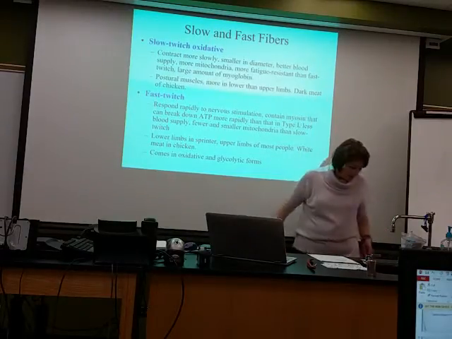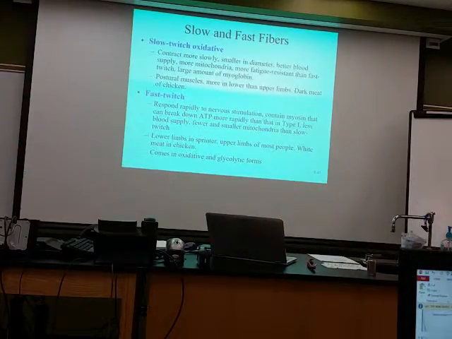If you want something to compare it to, when you have a chicken, the dark meat is going to be in the thighs, the legs, for example, because that's where you have a rich blood supply. That's what makes it darker in color.